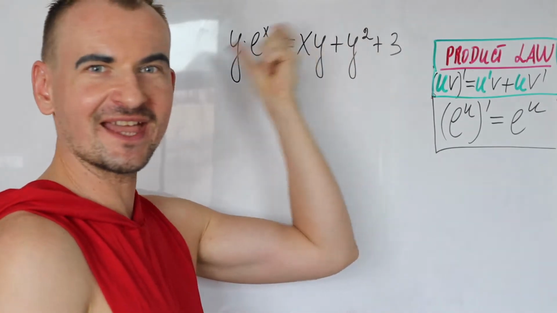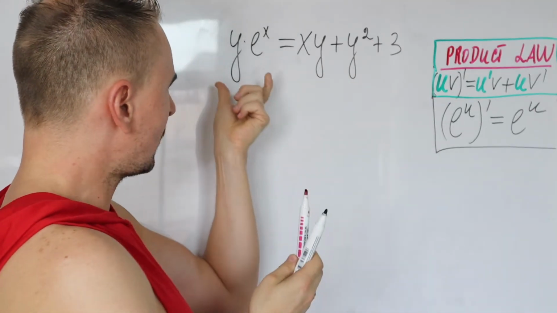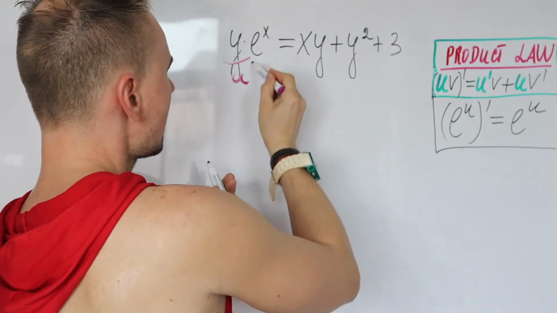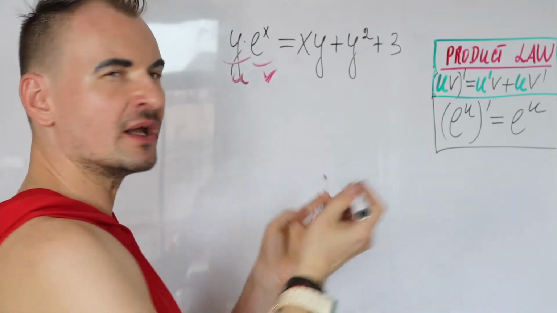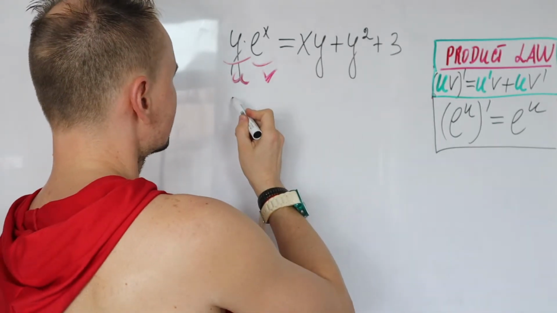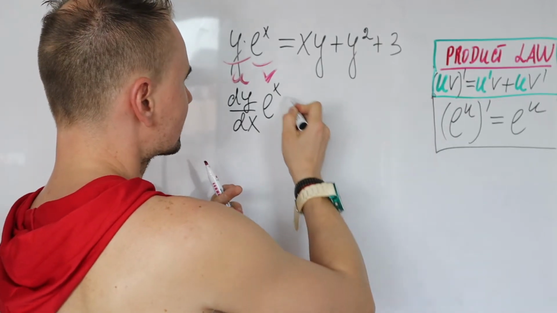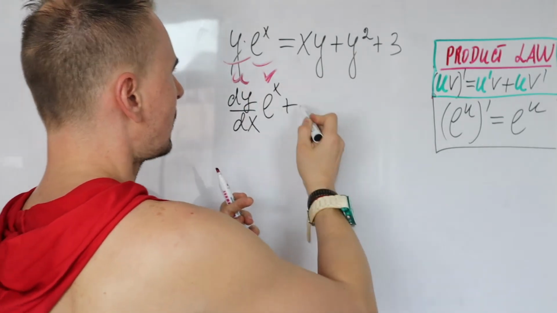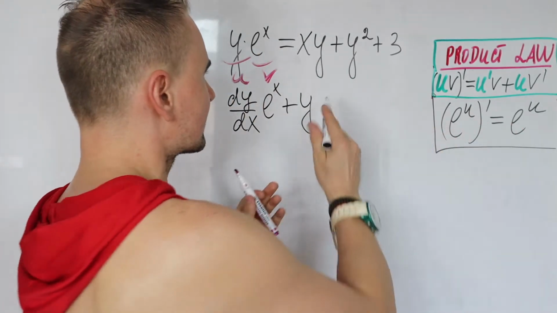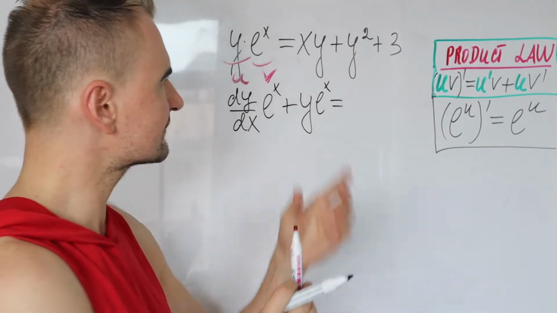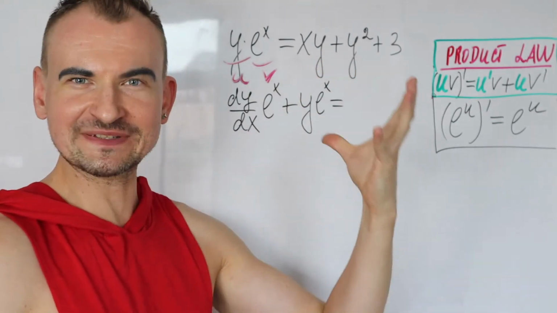You have a product on the left side. Use your product rule. Okay, y is u, and e to the x is v. The derivative of y is just 1, and you have to attach dy/dx, times e to the x plus y times the derivative of e to the x, which is e to the x, equals.